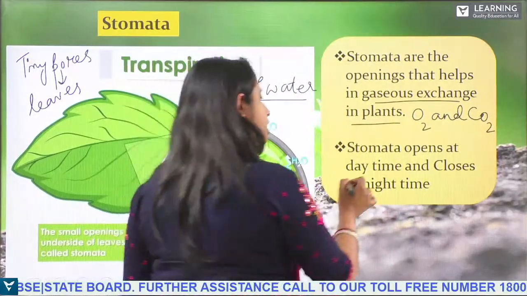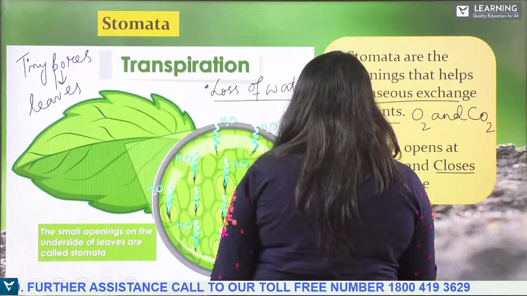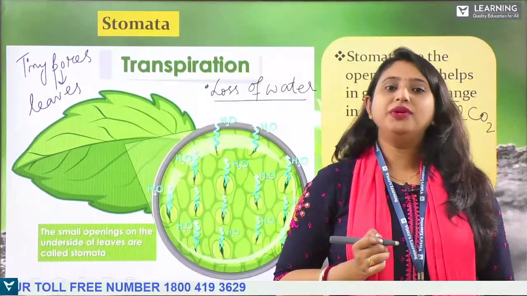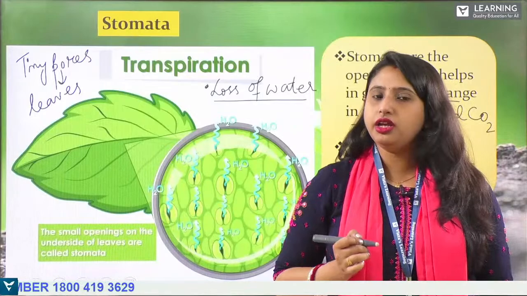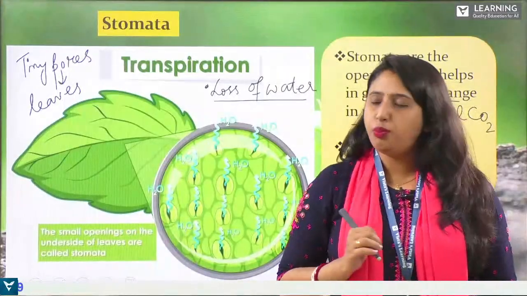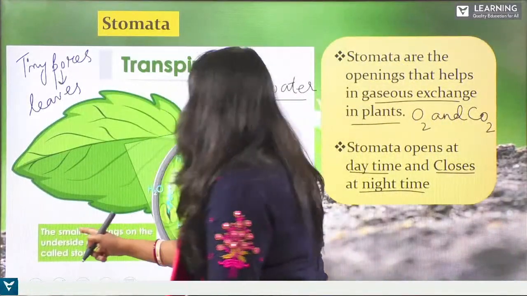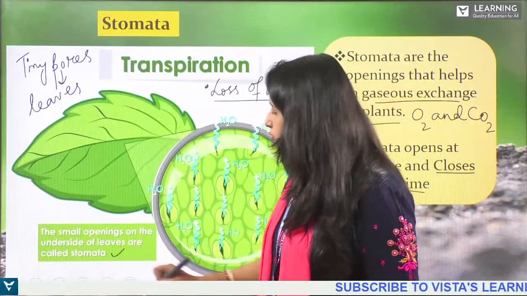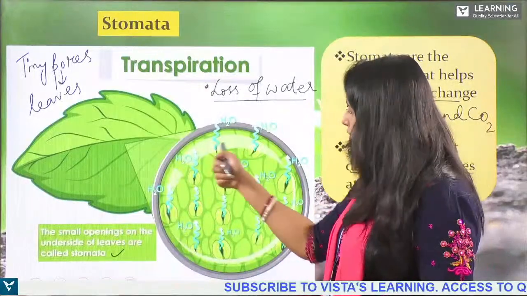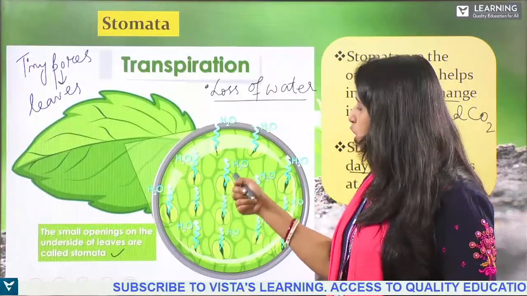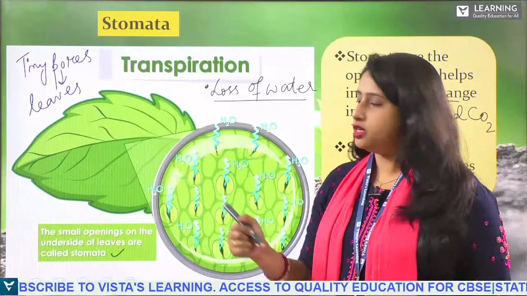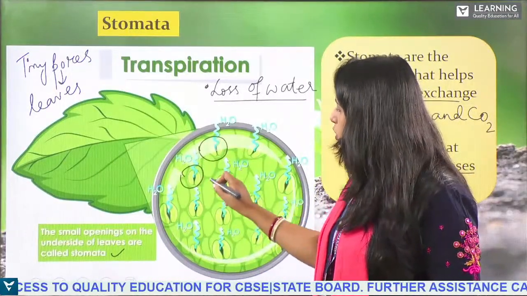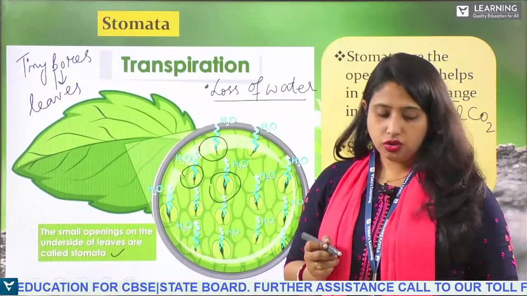Stomata opens at daytime and closes at night time. So when does the stomata open? The stomata opens during the daytime. You can see the small openings on the underside of the leaves are called stomata. Here in the leaves, you can see these small openings, and the structure of the stomata is also clearly visible, isn't it? These are all the guard cells.